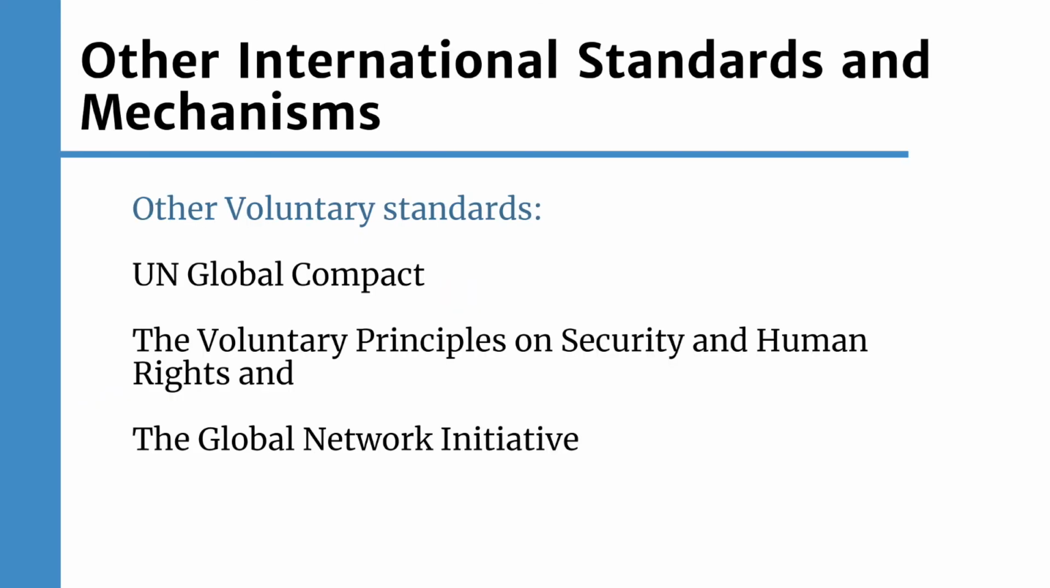Apart from the UN Guiding Principles, there are a number of other principles that set standards to address the adverse human rights impacts of companies. Indeed, there are several voluntary initiatives addressing business and human rights related issues in different sectors and regions. Some examples include, first, the UN Global Compact.